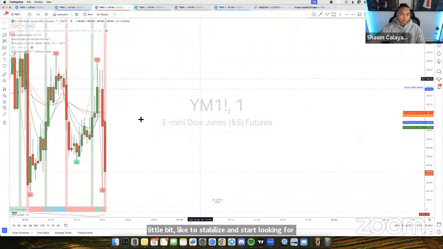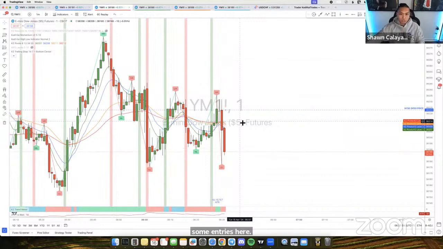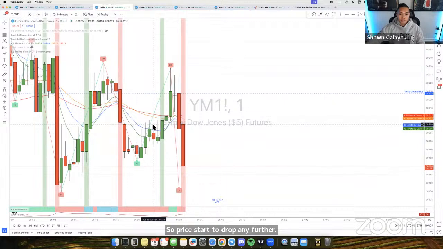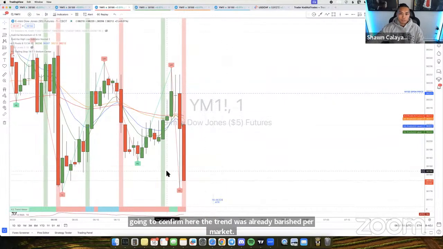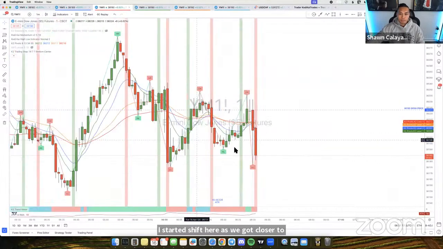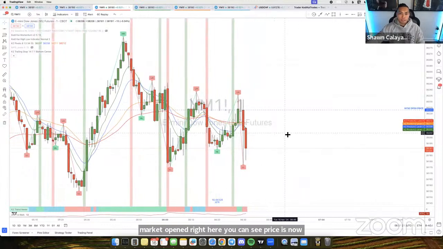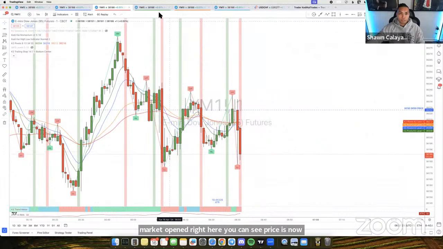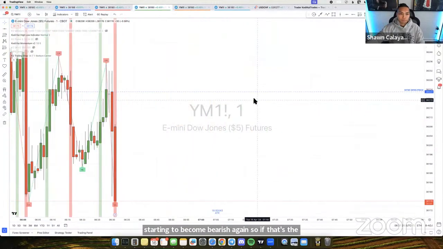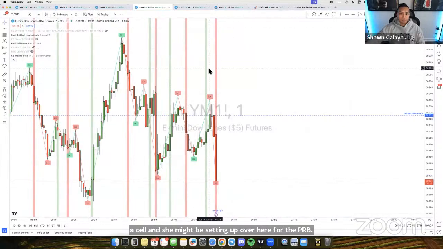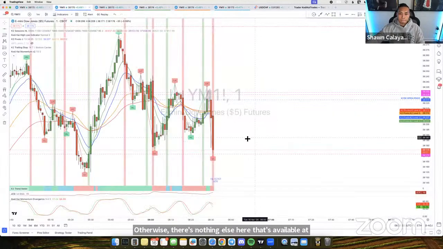If price starts to drop any further, the bearish trend is going to confirm here. The trend was already bearish pre-market. It started to shift here as we got closer to open. Once market opened right here, you can see price is now starting to become bearish again. So if that's the case, a sell entry might be setting up over here for the PRB. Otherwise, there's nothing else here that's available at this very moment.